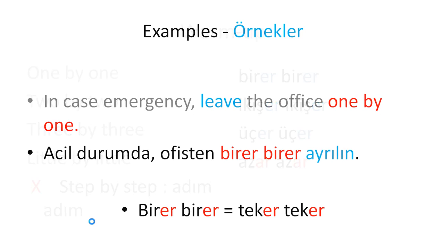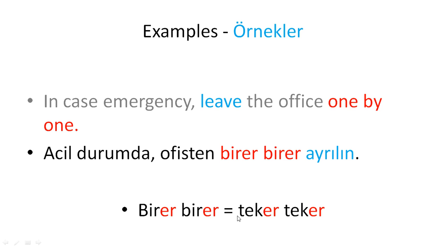Alright, now let's see real life examples. In English, if you want, I can say it too: in case of emergency, leave the office one by one. In Turkish, in case of emergency means acil durumda. Acil durumda ofisten birer birer ayrılın. Here we can also say teker teker. Teker teker means one by one.